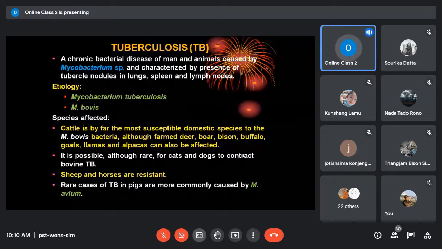Tuberculosis is a very common bacterial disease. It is a chronic, progressive, and wasting type of bacterial disease of animals and man, mainly caused by the bacterial species known as Mycobacterium. The main characteristic feature of this disease is tubercle formation, tubercular nodules, as we have already learned in chronic inflammation, granulomatous inflammation, right?